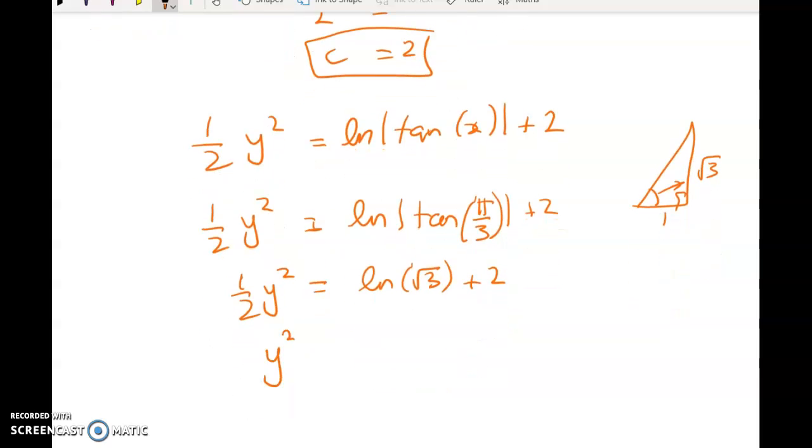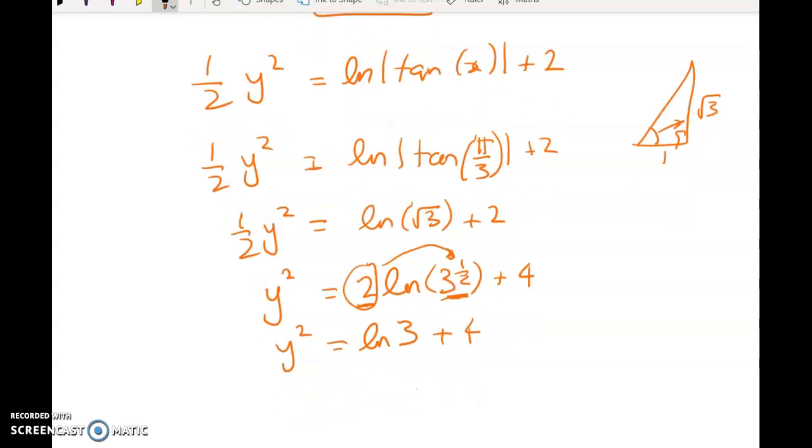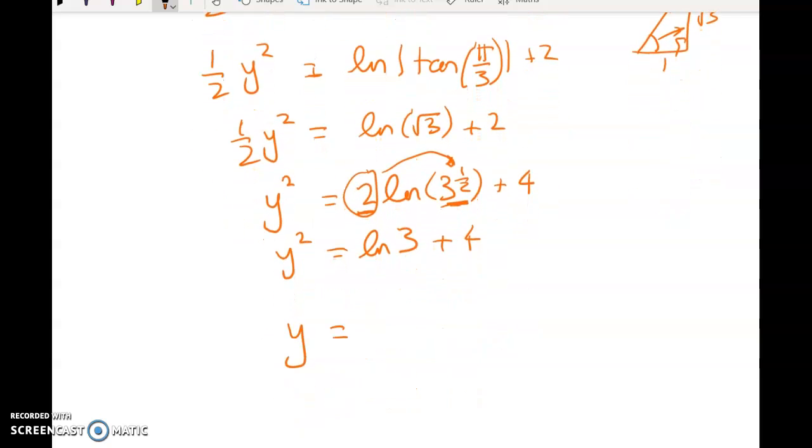So just before I figure out what y is, let's just times this through because it cleans up quite nicely. So we've got the log of 3 to the power of a half here, plus 4 because I'm multiplying by 2. And so if I do my year 11 or year 12 log rules backwards, I get y squared is equal to the natural log of 3 to the power of a half squared. So it's just the natural log of 3 plus 4. So y can be either the positive or negative square root of the natural log of 3 plus 4.